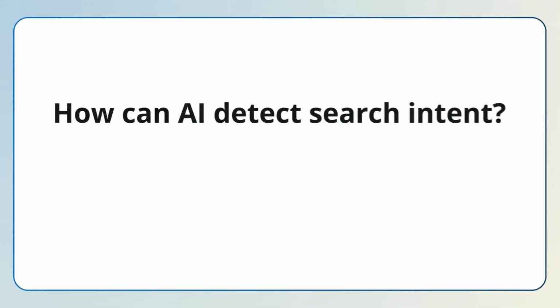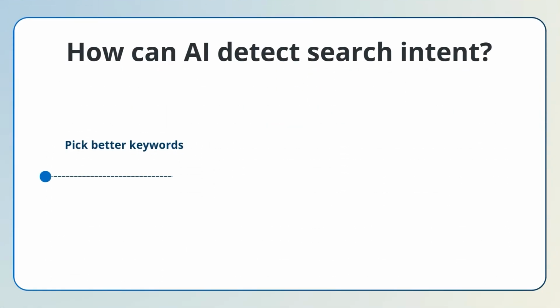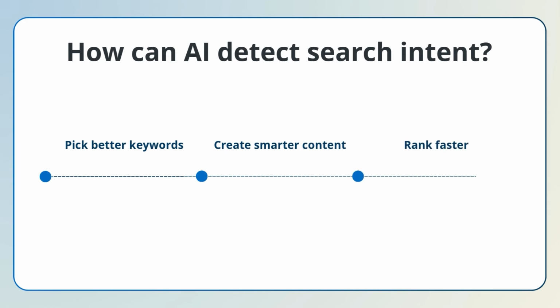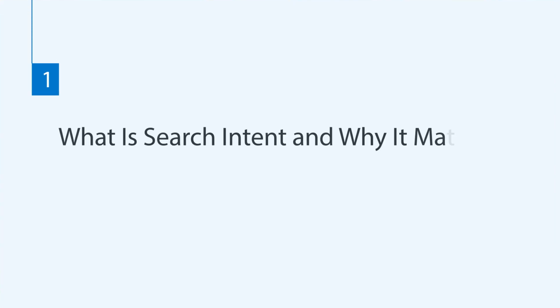Today I am going to show you how to use AI to understand user search intent so you can pick better keywords, create smarter content, and rank faster with way less trial and error. Let's break down why intent is the foundation of modern SEO and how AI makes it insanely easy to get right. Point number one is what is search intent and why it matters.